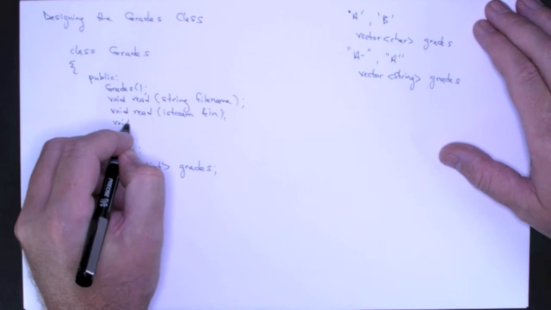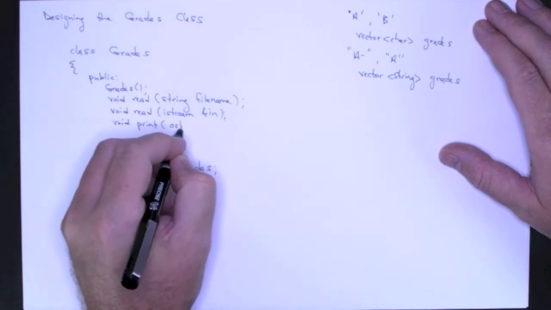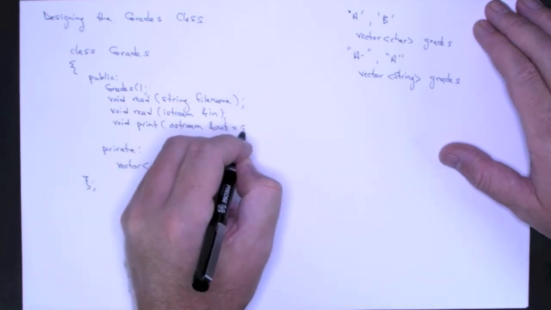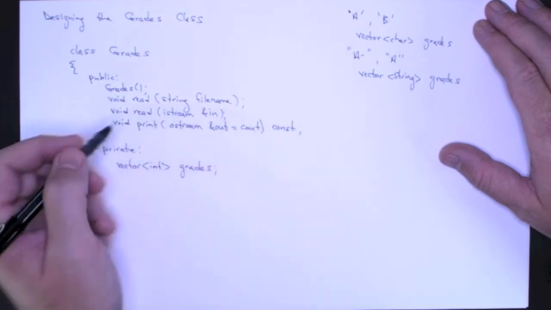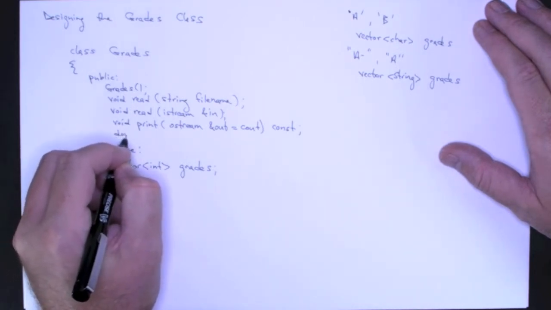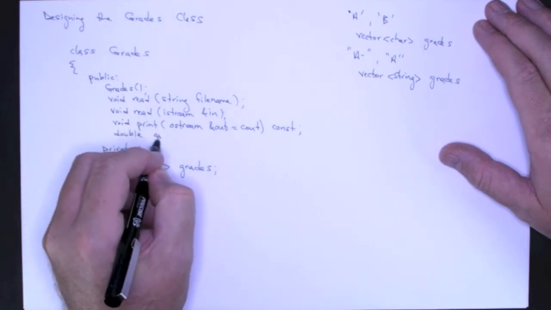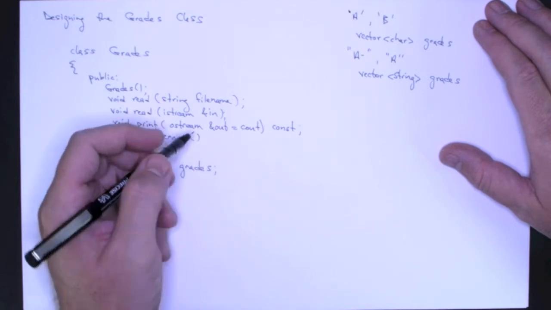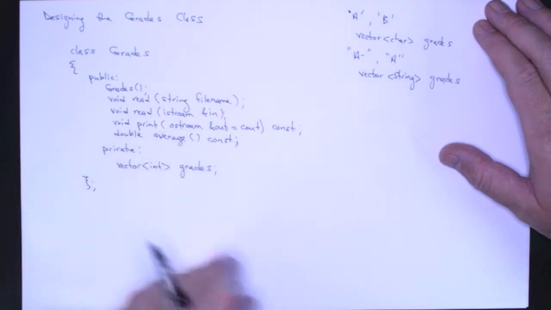I'll also implement a print method. And maybe we'll pass in an ostream called out that defaults to cout. And this should be constant because it's not going to change anything. And of course, what do we want to do with grades? We want to average them. So I will implement an average method. And this also should be a constant method because it's not changing the values.